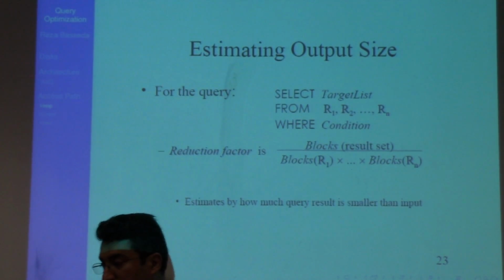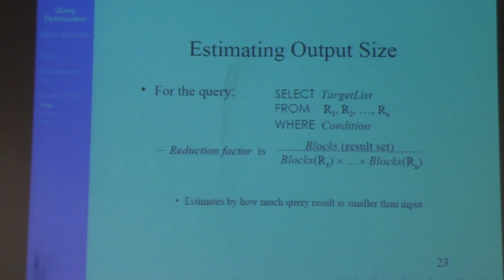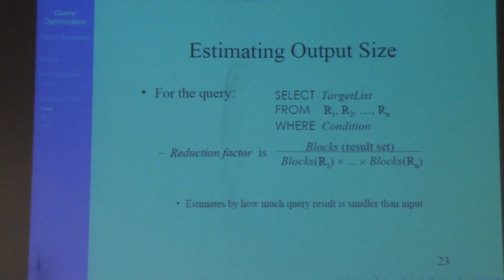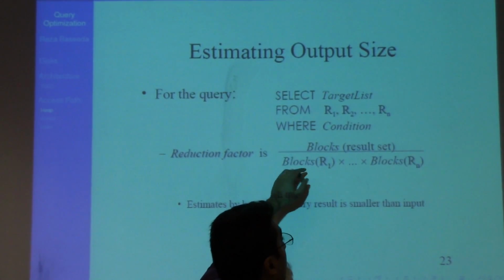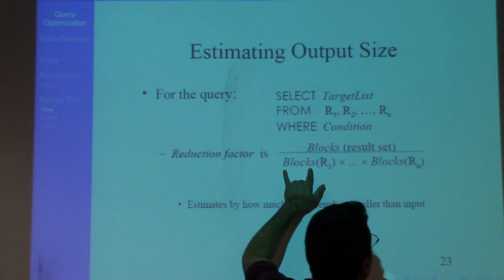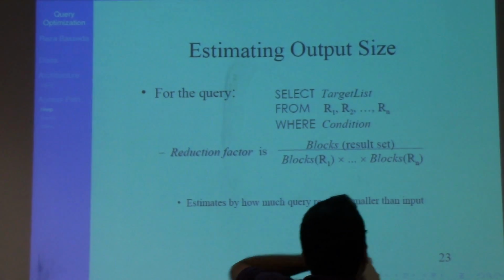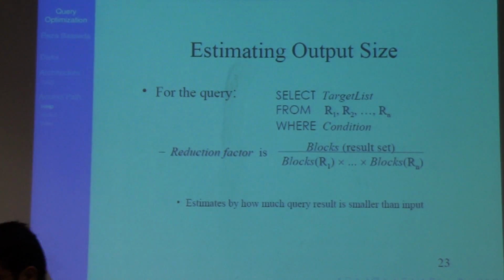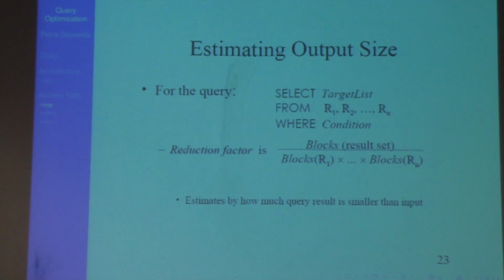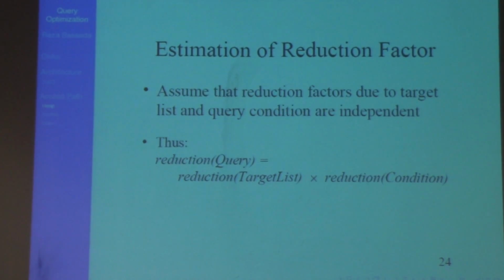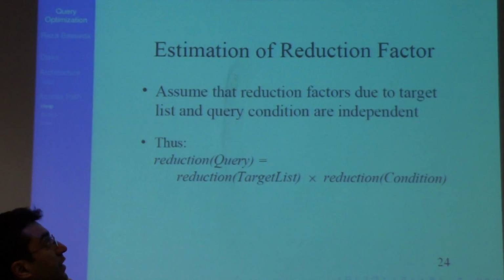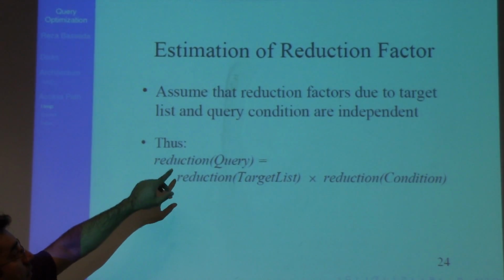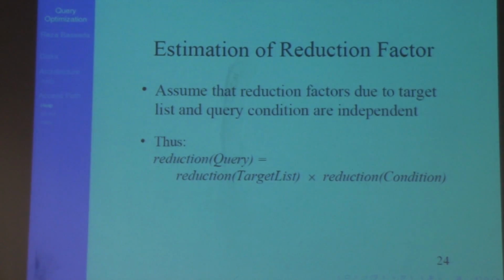Okay. So we define this reduction factor as the number of blocks for each result set divided by the number of blocks for each relationship multiplied to each other. So suppose that we had this target list here.